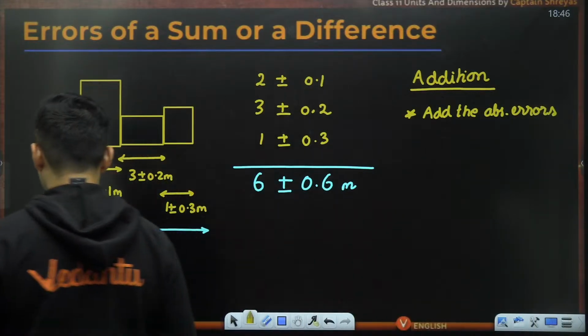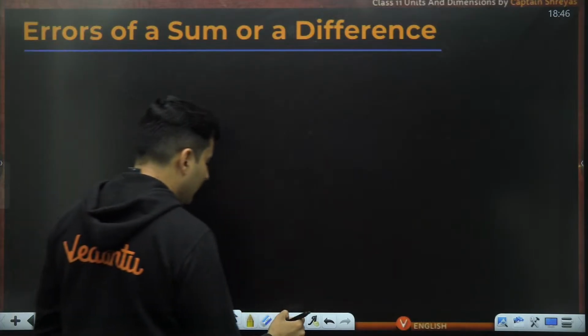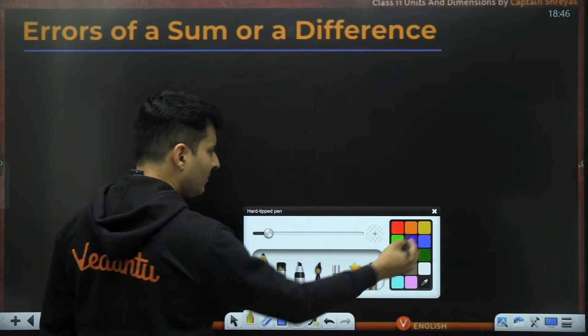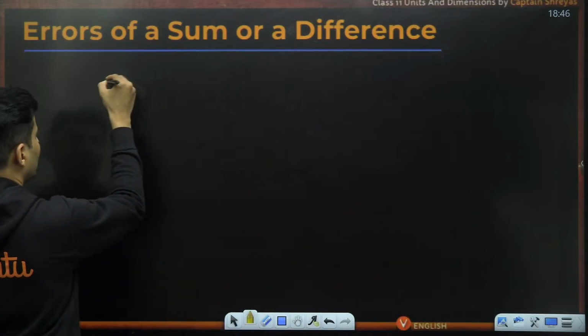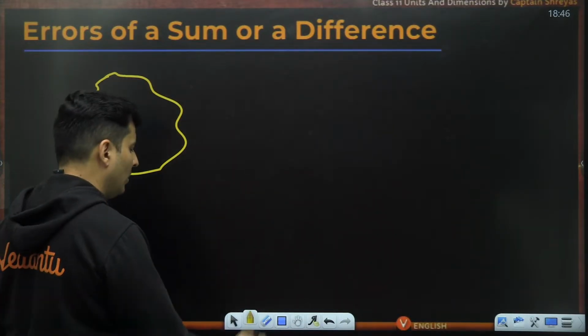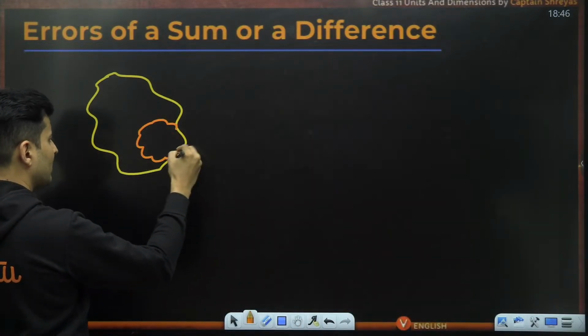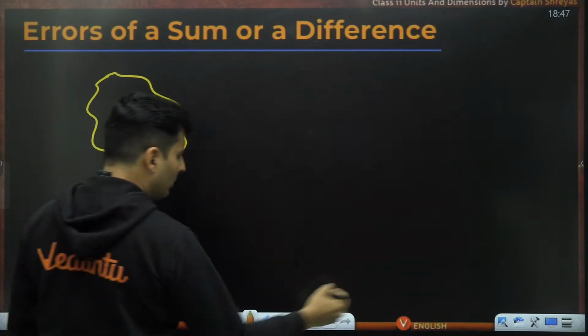Okay, always add. But then comes the problem when you have to subtract. Say for example, there is some bag full of rice. From that, I take away some rice. So some amount will be left out.